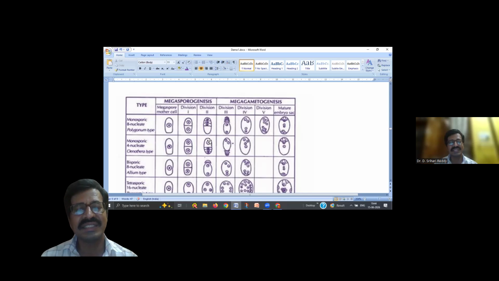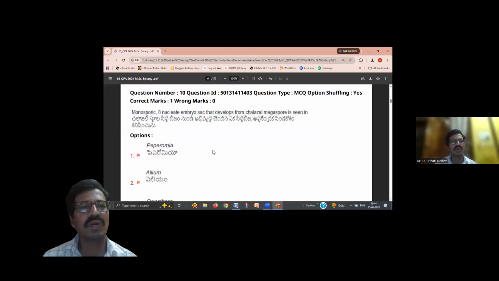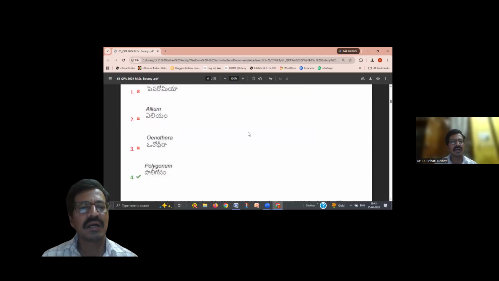So the question is, in which monosporic type of embryo sac do we find the chalazal megaspore functional? The answer is polygonum, because in the polygonum type, the megaspore located at the chalazal end is functional. So that is the right answer. The monosporic 8 nucleate embryo sac that develops from the chalazal megaspore is seen in polygonum.